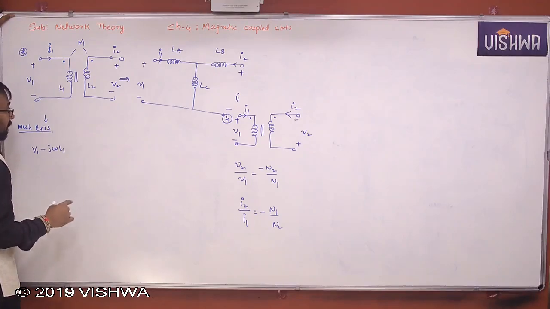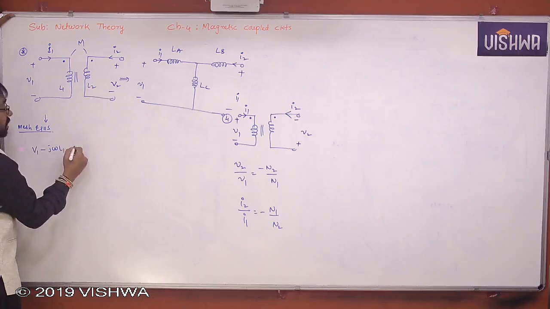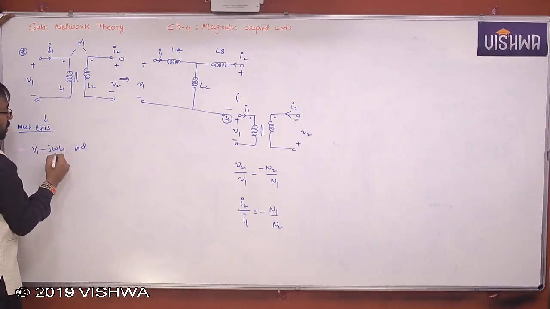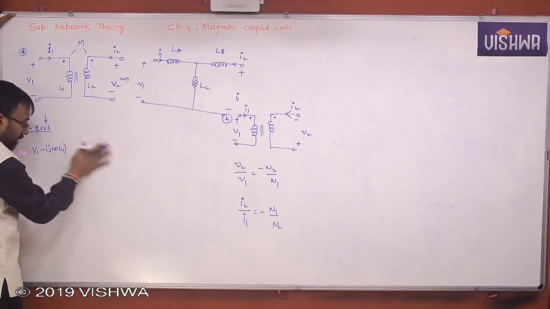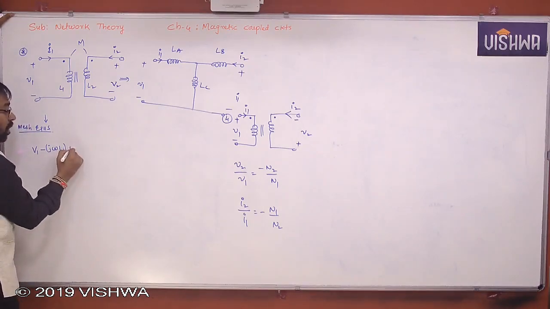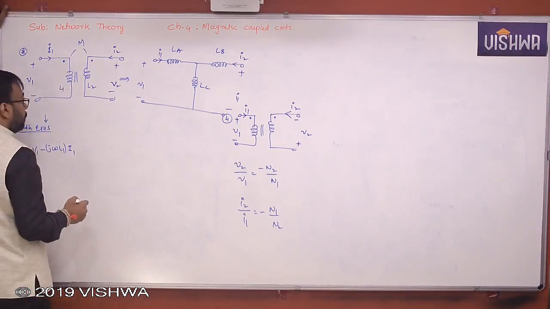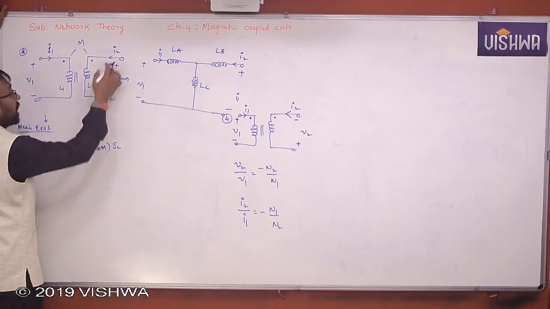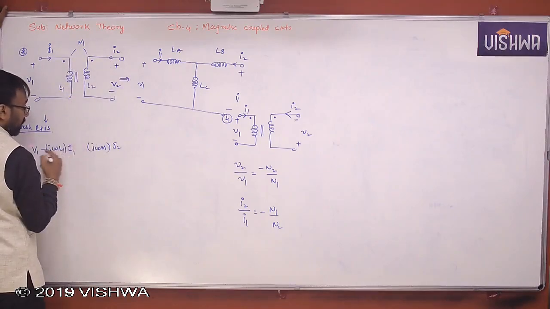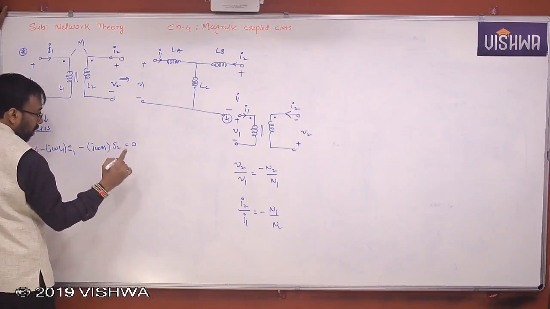V1 minus j omega L1, the self-induced EMF, but mutually, that is M d/dt, this is not in time domain, this is in complex. J omega L1 into what? I1, you are getting. Agree? Then here, J omega M into I2. Current is entering, same sign. This is minus, therefore this is also minus, is equal to 0. Agree all of you? Okay.